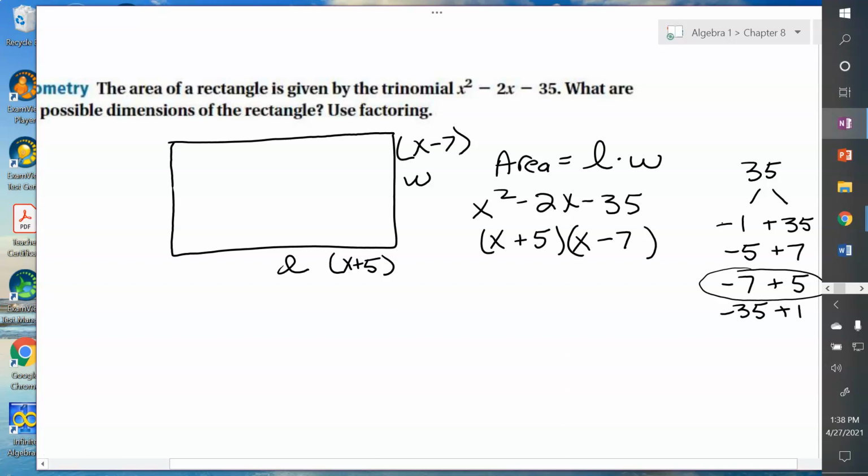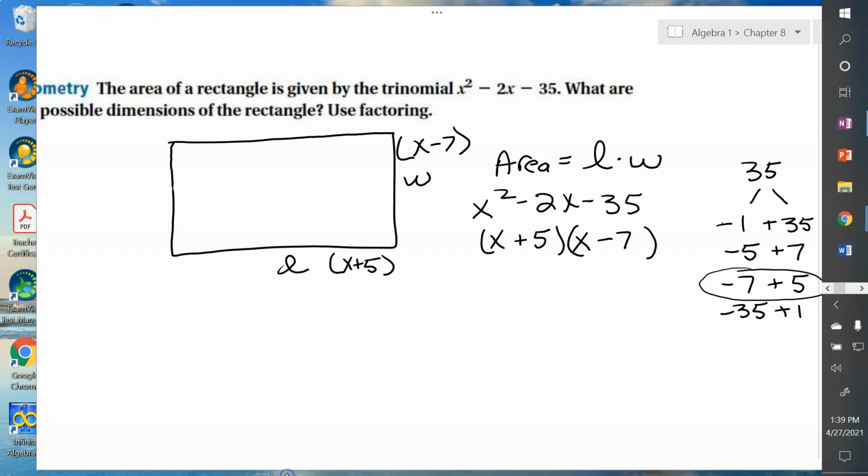So here are a couple possible dimensions. Just make up a number for x. Let's use 0. So length could be 0. Sorry, length could be 5. And here if I put in a 0, my width is negative 7. That's not going to work. We can't have negative lengths. So that means that I need to pick an x that's bigger than 7, so when I subtract, I get at least a positive number.